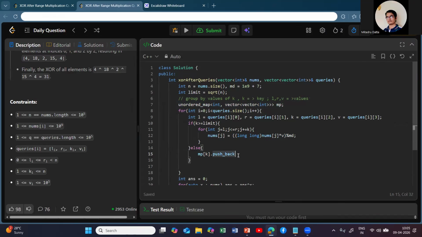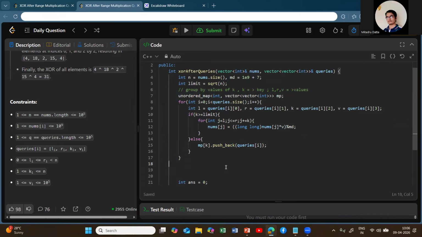So each k value can also contain multiple queries, and each query is a vector. That is why a vector of vectors is what you need to push over here. So queries of i can be put over here. Yeah, that is all. We now have the queries grouped and ready. We just need to process these groups, and that will be just fine.